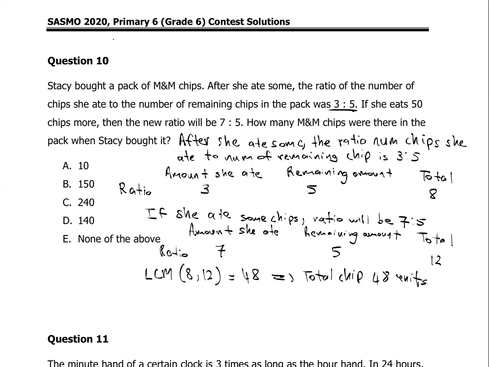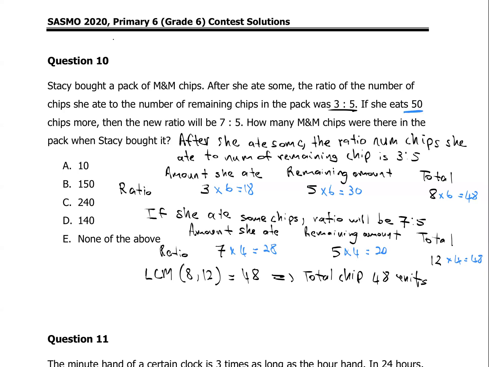So 8 times 6 equals 48. If the total is times by 6, so this should also be times by 6. 3 should also be times by 6, which is 18. And 12 times by 4 equal to 48. So 5 should also be times by 4. So 7 times 4 is 28.